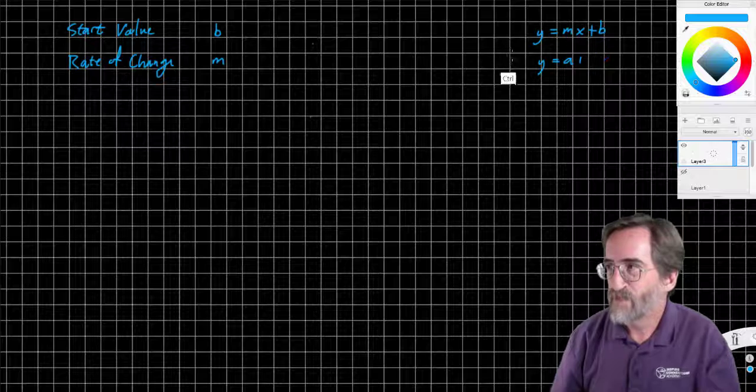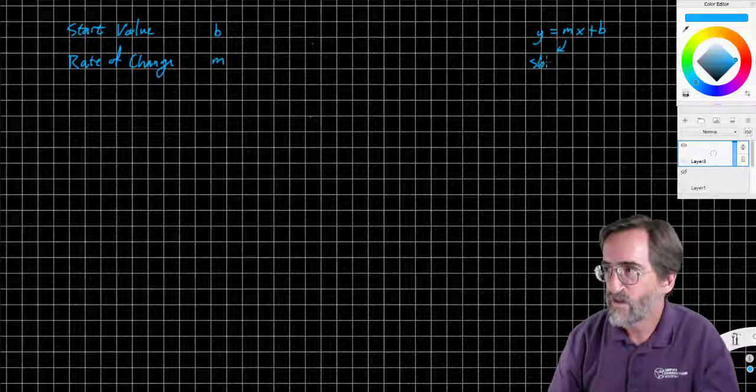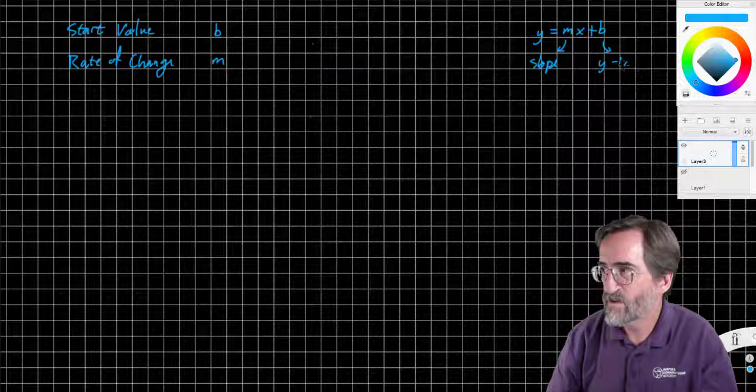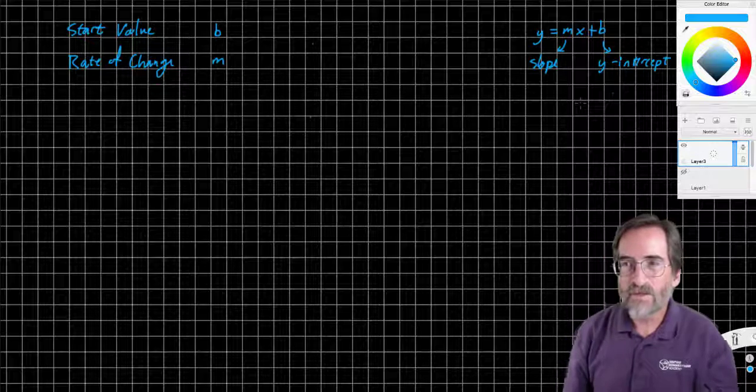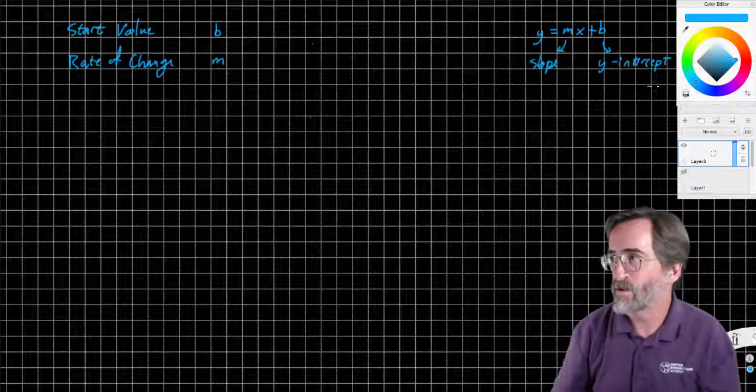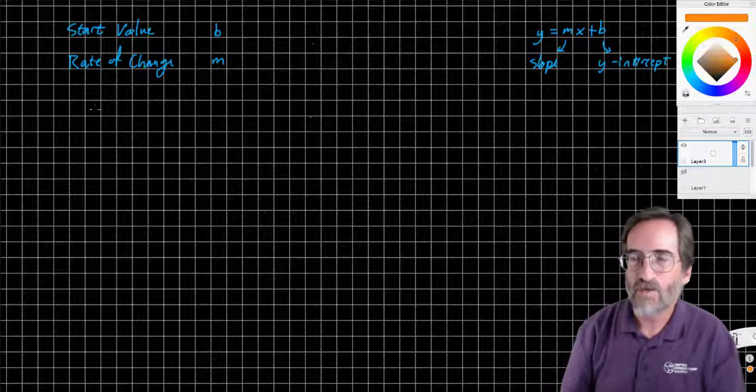M is something called the rate of change, of course, but in graphs, it's called the slope. V is the start value, true, but it's also the y-intercept. Okay, so we can formulate word problems like this all day long that fit this situation.